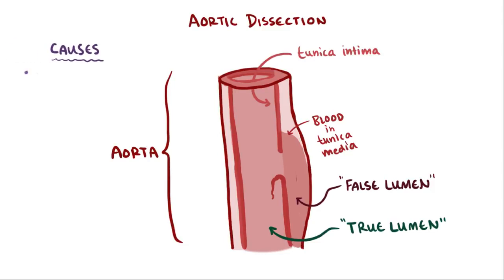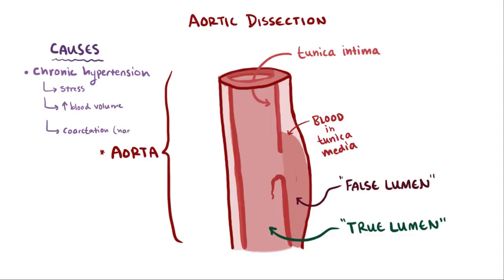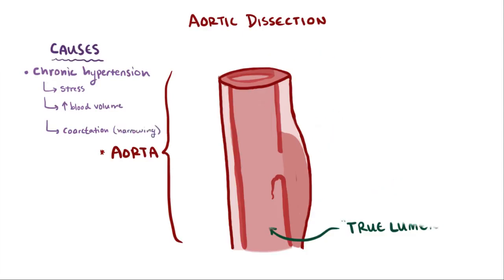Since high pressure is the cause of aortic dissection, it's no surprise that the aorta is the prime target for this problem. So what causes aortic dissection? Well, chronic hypertension is the major cause, whether the hypertension is caused by stress or from increased blood plasma volume like in pregnancy. Blood vessel coarctation, which is the narrowing of a blood vessel, also can cause dissection.